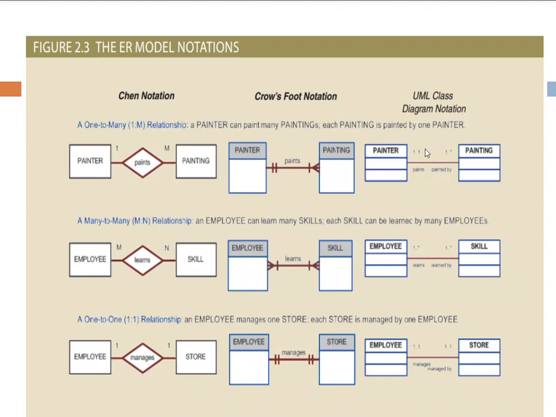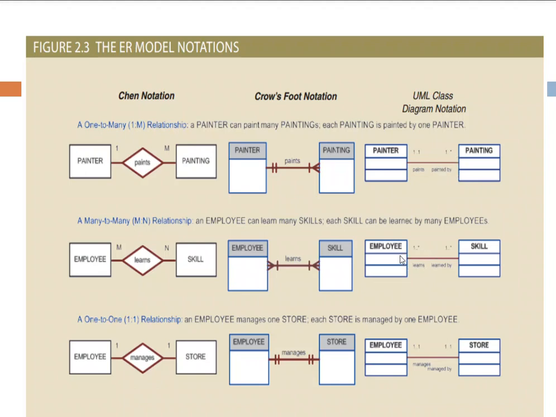This is the connectivity. It means one painting is painted by one painter, and one painter can paint many paintings. Then the relationship name here is paints, and on the painting side, painted by.